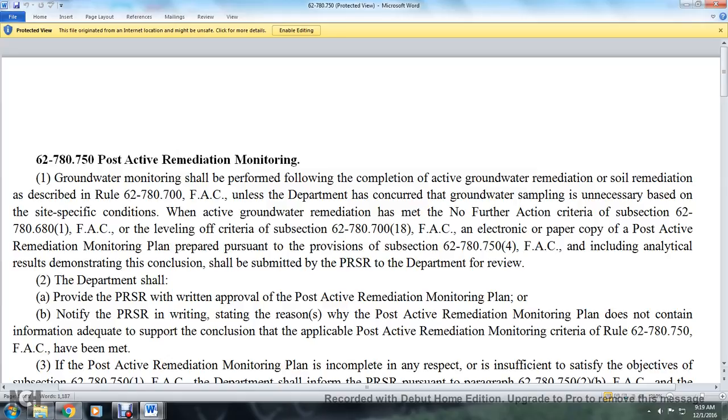The active groundwater remediation has met no further action criteria in section 62-780, the cleanup target level criteria in subsection 62-780.718, Florida Administrative Code. An electronic or paper copy of the post-active remediation monitoring plan, pursuant to the provisions of section 62-780, including analytical results demonstrating this conclusion, shall be submitted by the person responsible for site rehabilitation to the Department for review. The Department shall provide the person responsible for site rehabilitation with written approval of the post-active remediation monitoring plan, or notify the person responsible for site rehabilitation in writing, stating the reason why the post-active remediation plan does not contain information adequate to support that the applicable post-active remediation monitoring criteria of 62-780, Florida Administrative Code, have been met.